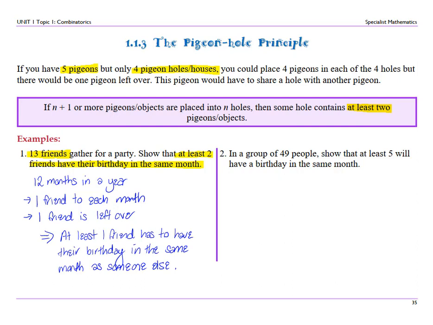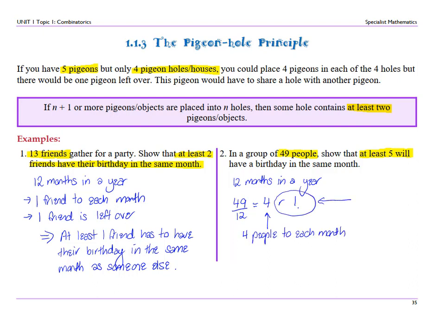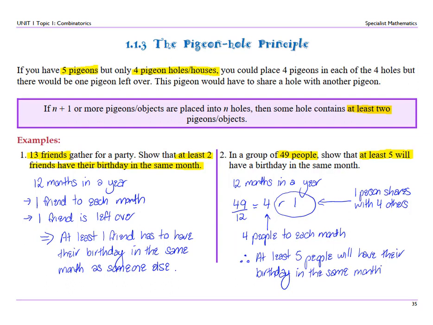Next example. In a group of 49 people, show that at least 5 will have their birthday in the same month. So again, 12 months in a year. 49 divided by 12 equals 4, remainder 1. That 4 means 4 people to each month. That remainder 1 means 1 person has to share with the other 4. So at least 5 people have their birthday in the same month.